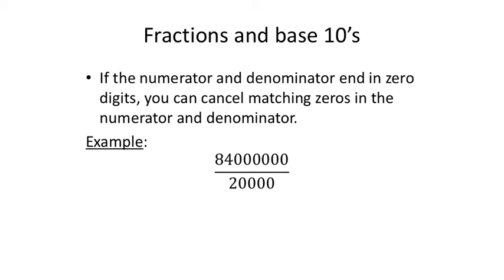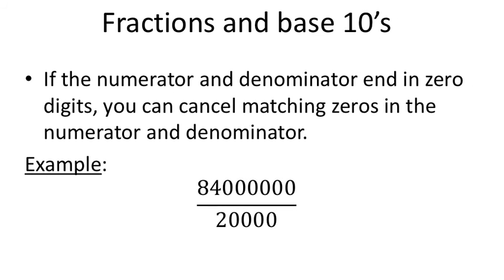All right, fractions in base 10s. These are nice because any zeros on the tail end of a number can be phantom 1'd with each other. Some people say canceling out. I don't like to use canceling because it is a phantom 1, okay? So for example, look at these zeros right here. Let's see if I can do that better. There we go.